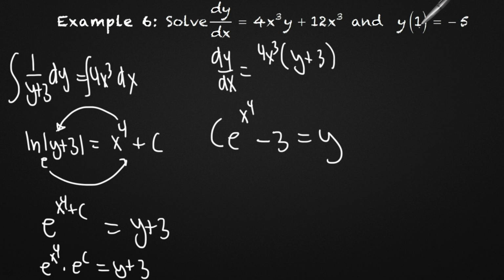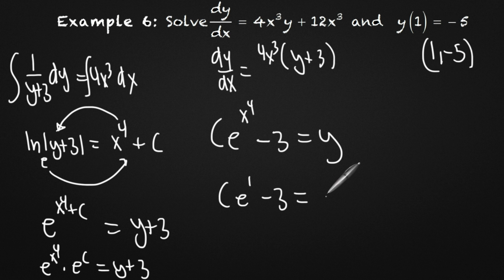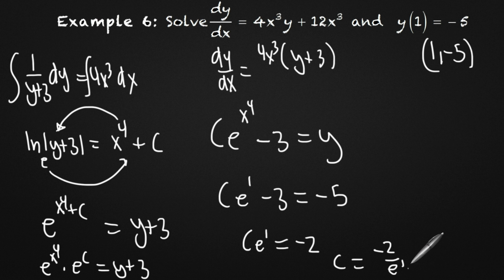Now I'm ready to plug in my initial condition of 1, negative 5. So when x is 1, I'm going to get c e to the 1st, essentially, minus 3 equals y. And y is negative 5. So I'm going to add 3 to that side, and this is going to give me negative 2. So now I'm going to solve for c, and that's going to give me negative 2 over e to the 1st, or negative 2 e to the negative 1.